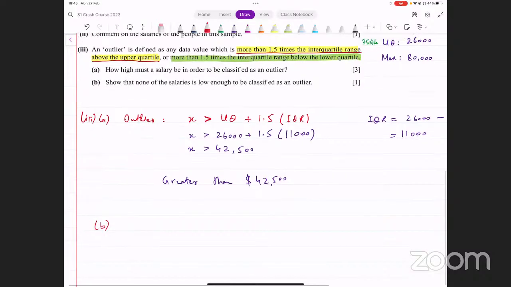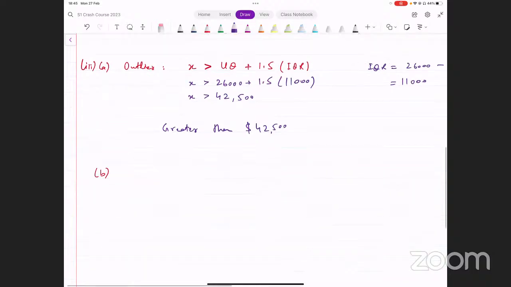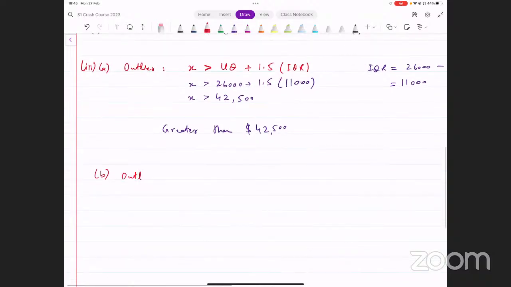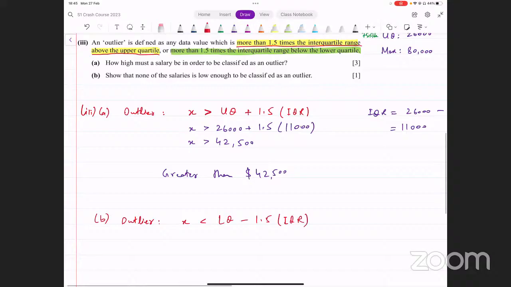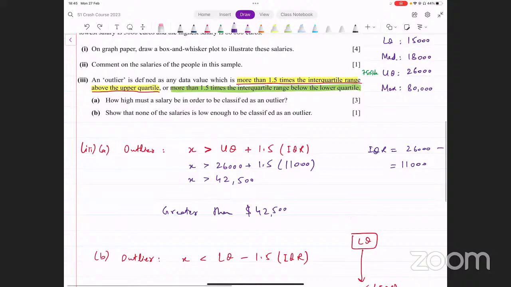So on the lower side, what's the limit? The condition for an outlier is that the salary should be less than lower quartile minus 1.5 times the interquartile range. So basically, you have some lower quartile, and you have to be 1.5 times the interquartile range below that. How would you calculate that? Lower quartile's value minus 1.5 times the interquartile range. Now, what's the lower quartile? The lower quartile is 15,000.